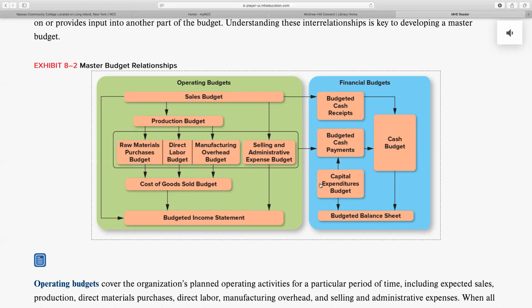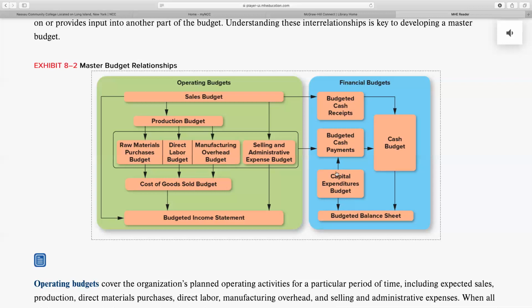Now, what about the other parts of the balance sheet? When I'm talking about cash receipts, I'm thinking in the way of cash and accounts receivable and maybe even inventory. Budgeted cash payments, I'm thinking about paying the bills. But what about the longer term assets? What about the property, plant, and equipment? Those are called capital expenditures. So what does the company need to spend on capital expenditures?